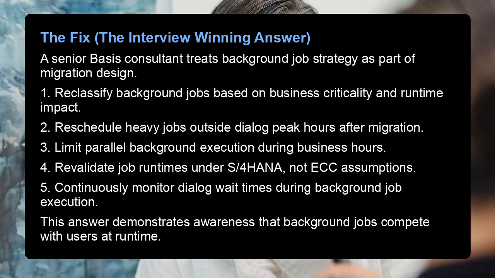3. Limit parallel background execution during business hours. 4. Revalidate job runtimes under S/4HANA, not ECC assumptions. 5. Continuously monitor dialogue wait times during background job execution. This answer demonstrates awareness that background jobs compete with users at runtime.